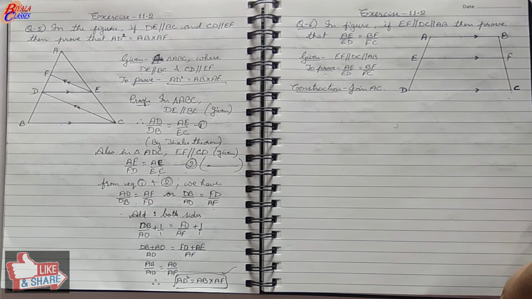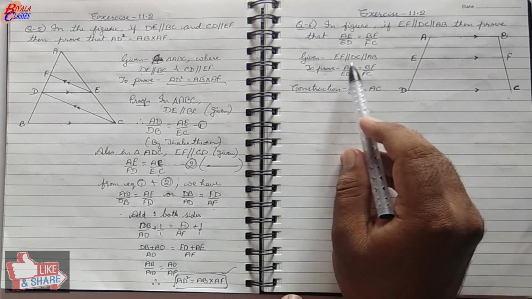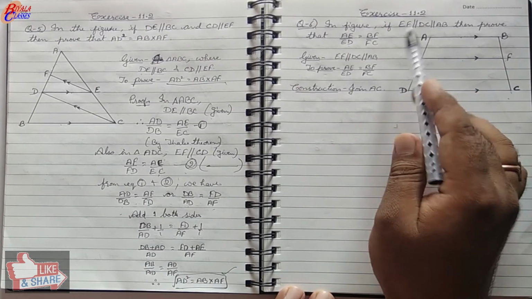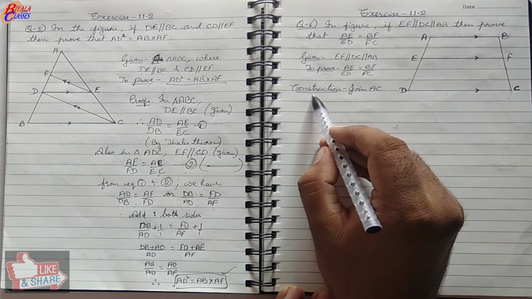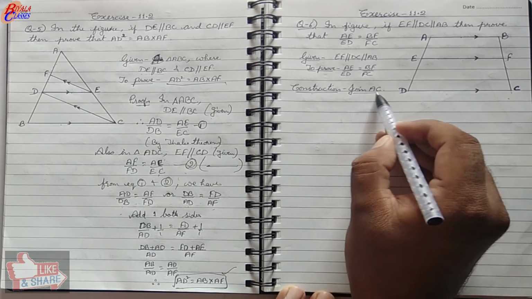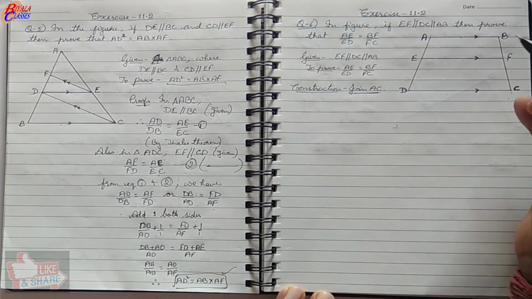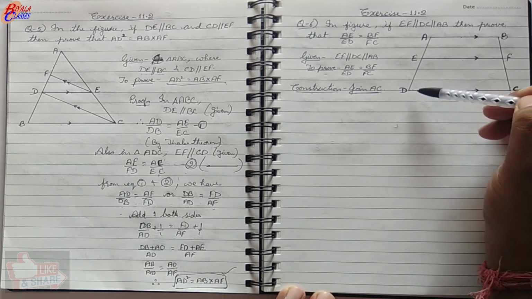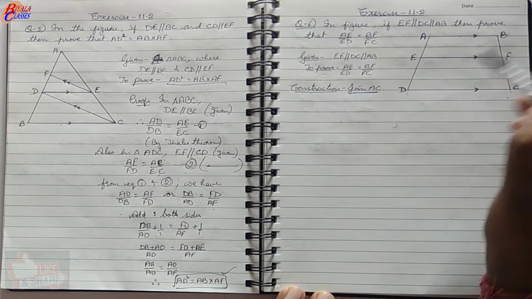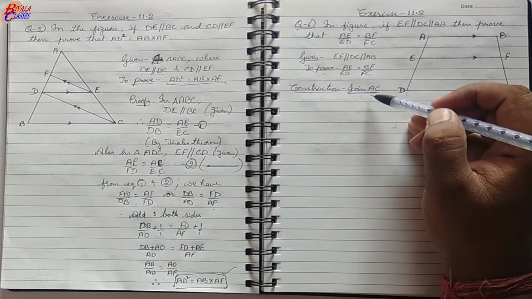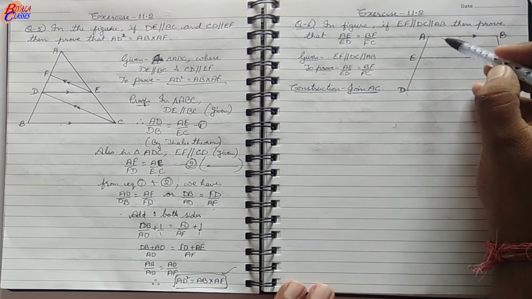So this is what we have to prove here. Given and to prove, I have already written here. You can see here we need a construction to be done before proving it. That is, join AC. You can join any of the diagonals, either AC or you may also join PD. So here I'll do it by joining AC.